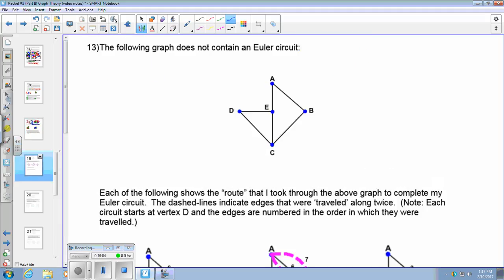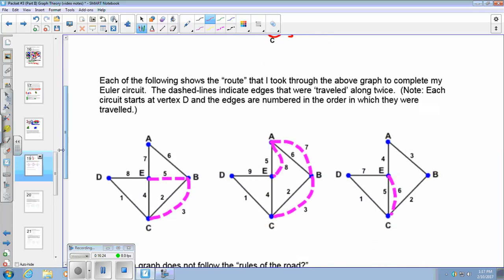All right, so number 13, the following graph does not contain an Euler circuit. Okay, so if we wanted to put one in, we wouldn't be able to. And notice that the problem lies here, and here we've got 2 odd degree vertices. The rest, by the way, are even. They're all degree 2. All right, so down below, each of the following shows the route that I took through the above graph to complete my Euler circuit. The dashed lines indicate edges that were traveled along twice.